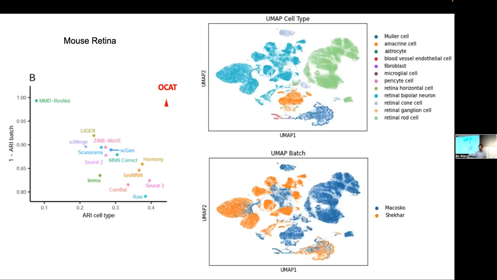And this is exactly what OCAT achieved. For the mouse retina data, we also compare multiple existing integration approaches, and OCAT lies exactly in the upper right corner, which shows higher ARI values and also higher effect in removing batch effect. So the simple idea of sparse coding turns out to be extremely effective. Then we plot the UMAP with the new OCAT representations. The upper UMAP shows the heterogeneity of cell types, the lower UMAP shows the merging of different batches. There's still a little bit of batch effect, but largely it preserves the cell type heterogeneity.